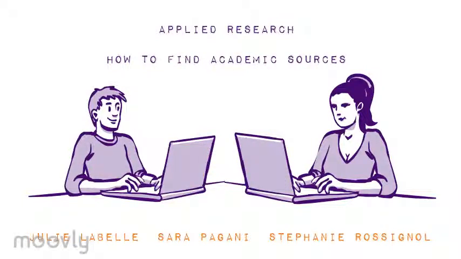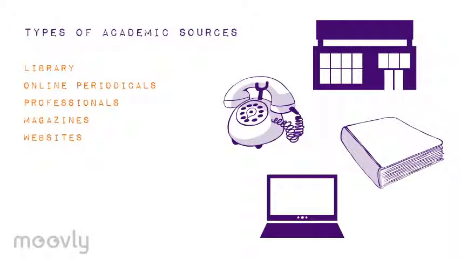How to find academic sources. Prior to finding said sources, we must identify what the different types of academic sources there are. We can find reliable academic sources through any of the following: library, online periodicals, professionals, magazines, and websites.